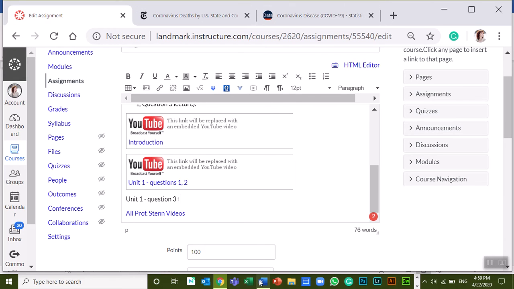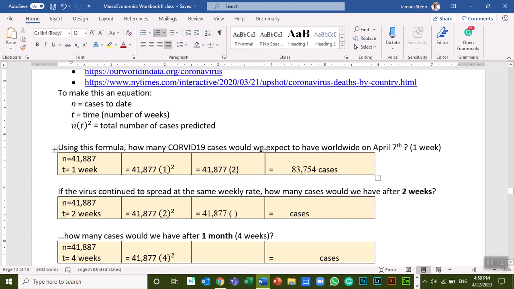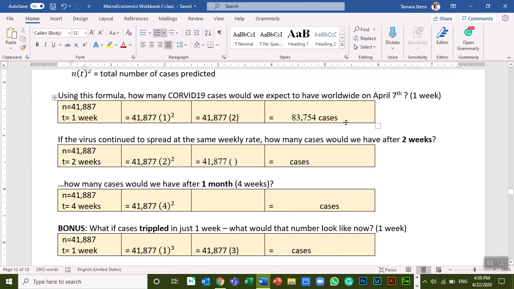Let's go back to our worksheet, and let's continue to look at more numbers. So let's say we were going to stay with that same number, saying it's going to be doubling every week. So week 1, we're already predicting it's going to be 83,754. Week 2, what is it going to be if it's continuing to grow at that same rate? So now what we're looking at is 2, right? It's going to be every 2 weeks. So we're going to first solve 2 times 2 is 4.